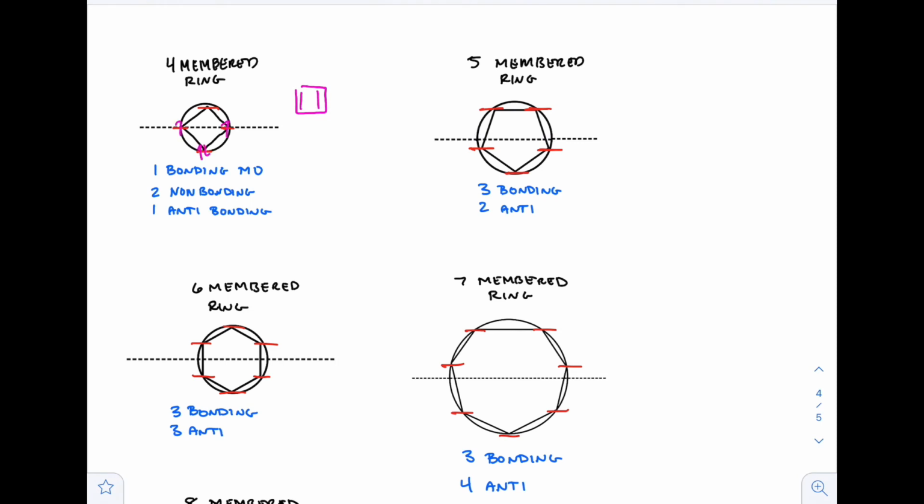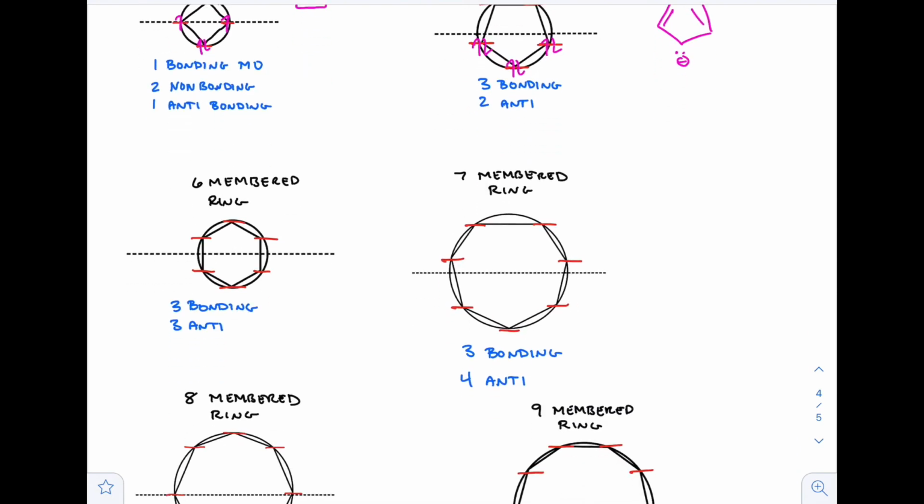The 4 membered ring. Boom. We got 4 electrons. That explains why it's anti-aromatic, right? The 5 membered ring with the negative charge, we got 6 electrons completely filling the bonding orbitals. That's why it's aromatic. 6 membered ring for benzene.